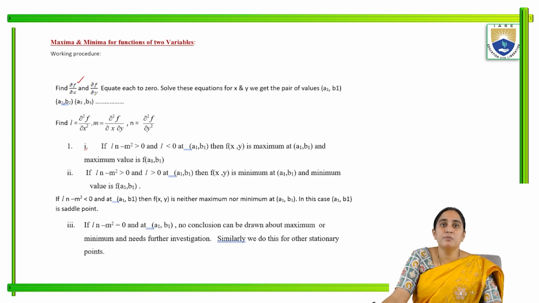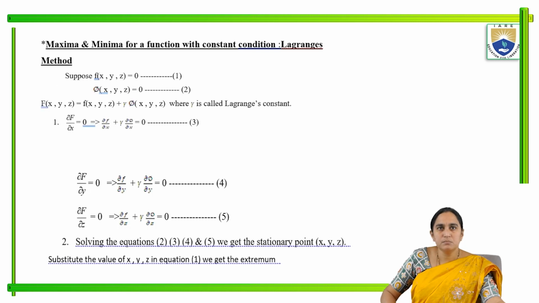We get the pair values a1 b1, a2 b2, a3 b3. These are the stationary points. Next, after getting the stationary points, again differentiate for the second derivatives of the function, that is L is equal to dou square f by dou x square, M is equal to dou square f by dou x dou y, and N is equal to dou square f by dou y square. After getting the second derivatives, we assume them as L, M and N.